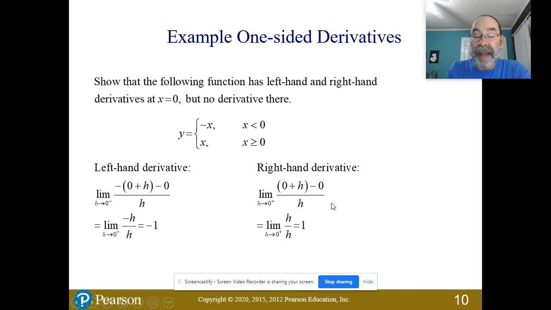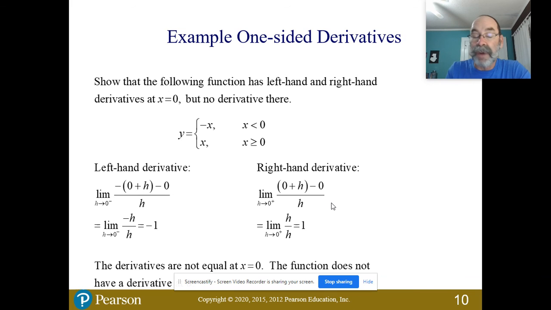So does it exist at 0? No. The derivatives are not equal at x equals 0. The function does not have a derivative at x equals 0. Okay? That's what we're looking for. That's how you do one-sided derivatives. But they both have to be equal when we go through and do that.